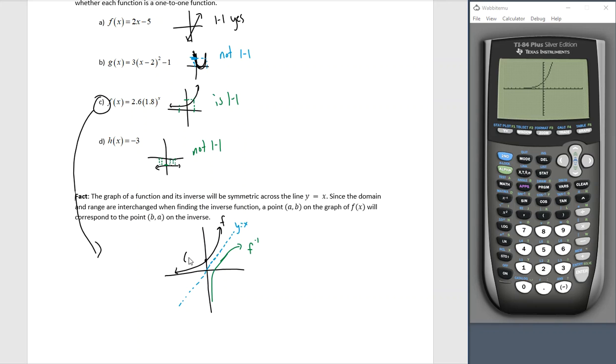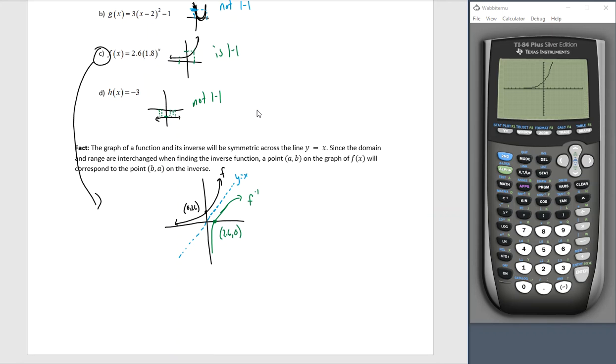This is the point 0, 2.6. Hard to read, but we find this point will be 2.6, 0. Now, if you want to know more about this whole idea of graphing the inverse and the function on the same set of axes, keep listening. It's coming up in, I think, if not the next lecture, the one afterwards. So that's it for functions and their inverses. Thanks for listening.